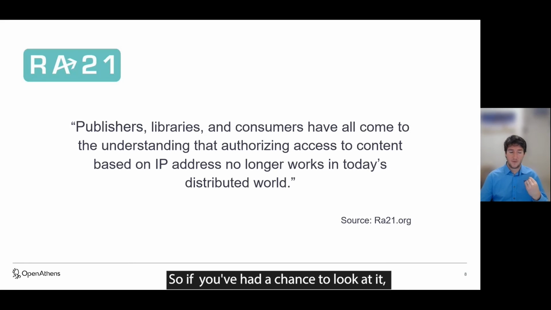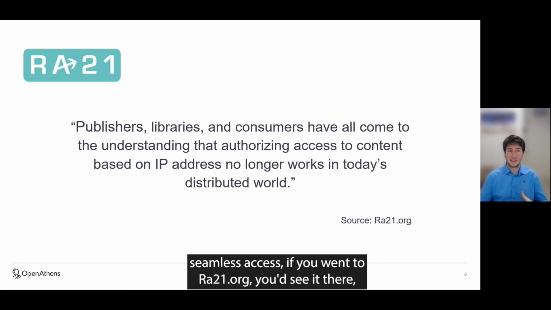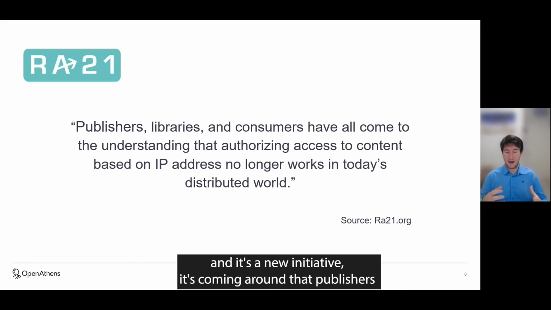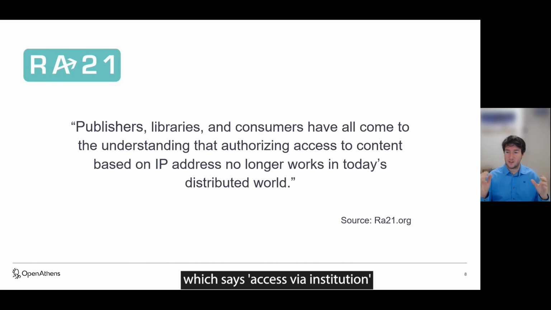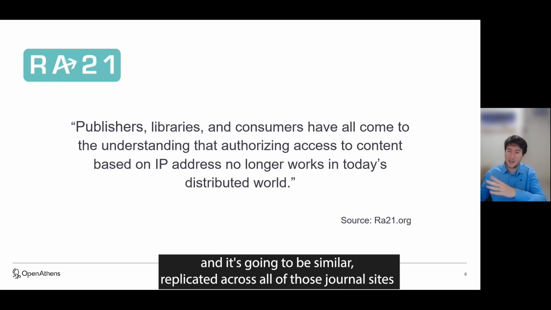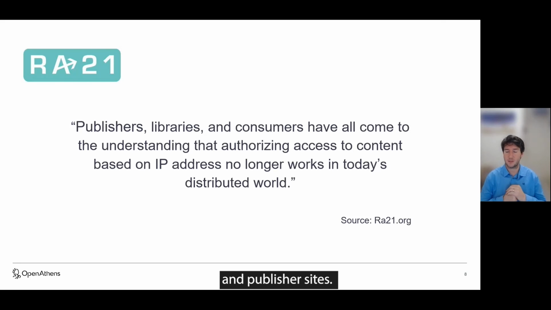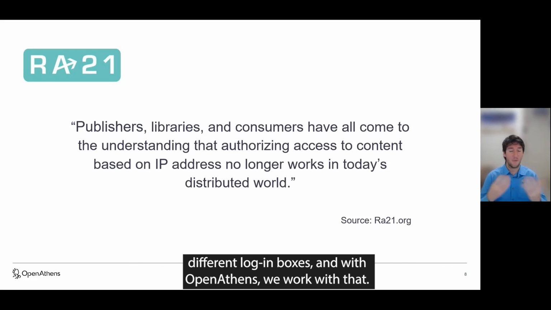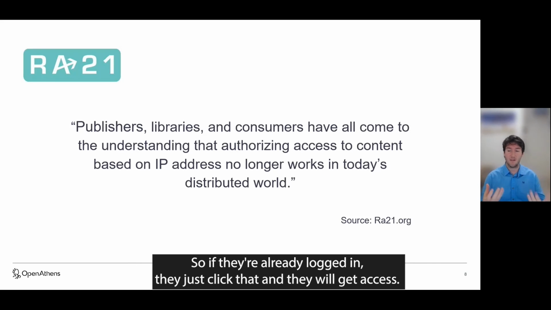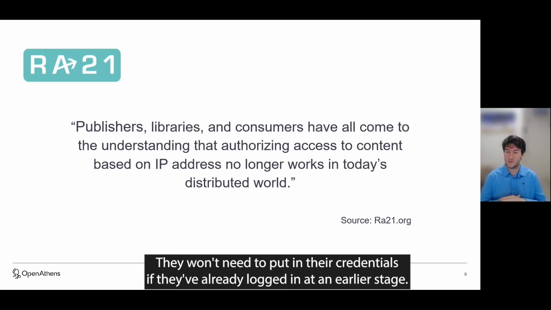So if you have a chance to look at Seamless Access, if you went to RA21.org, you'd see it there. It's a new initiative where publishers and their resource sites are going to put a nice blue button at the top which says Access via Institution. And it's going to be similar and replicated across all those journal sites and publisher sites. So a user isn't going to have to navigate different login boxes. And with OpenAthens, we work with that so that if they're already logged in, they just click that and they will get access. They won't need to put in their credentials if they've already logged in at an earlier stage.